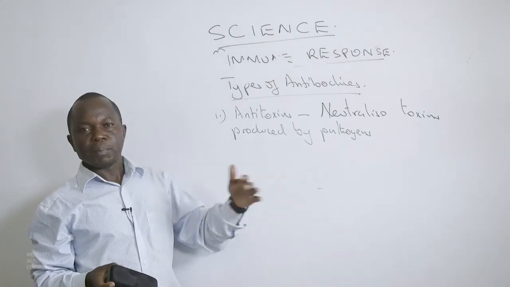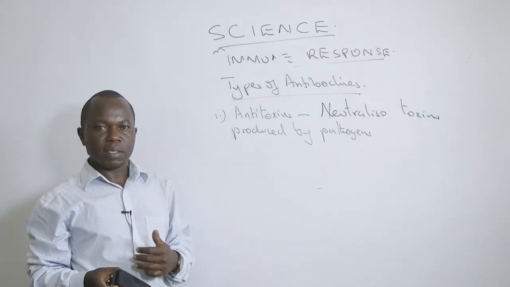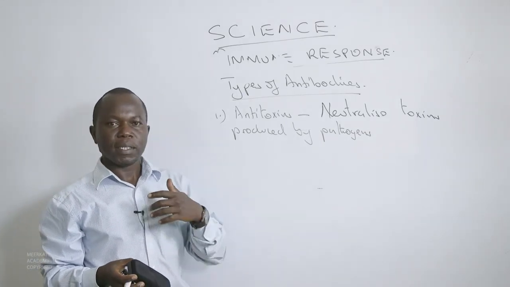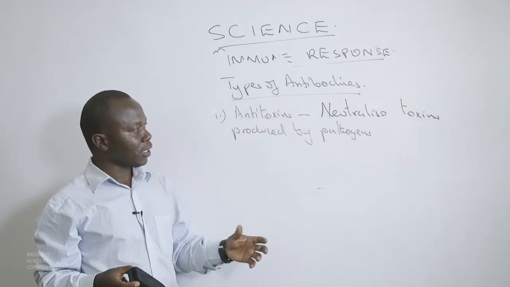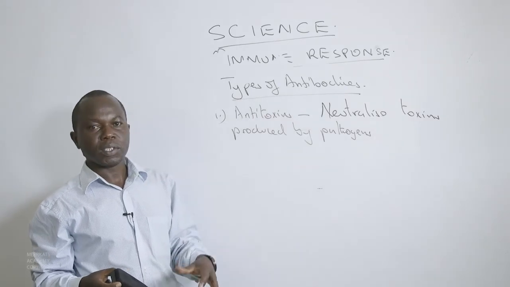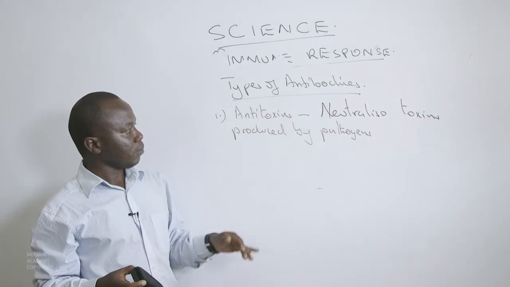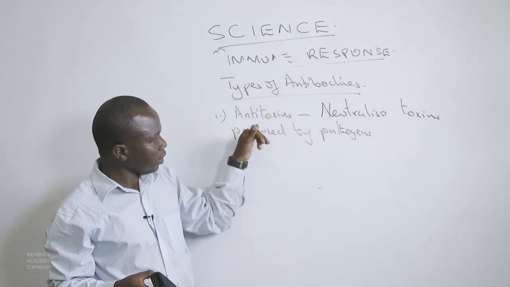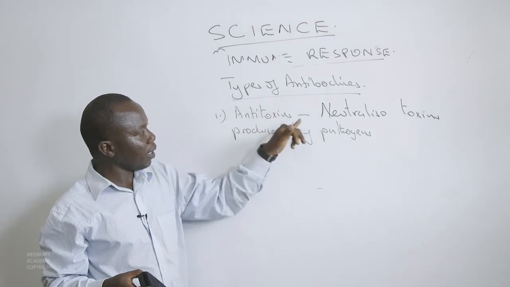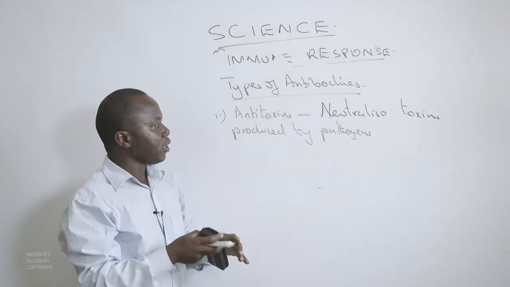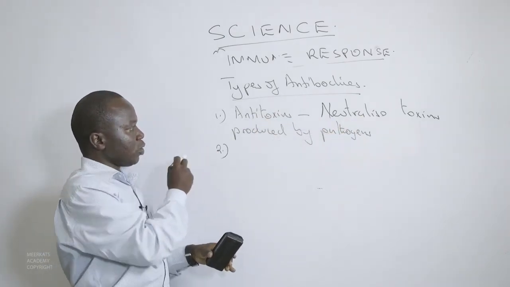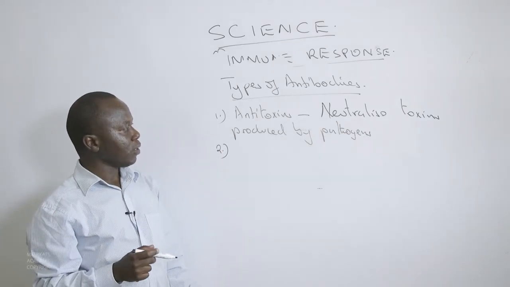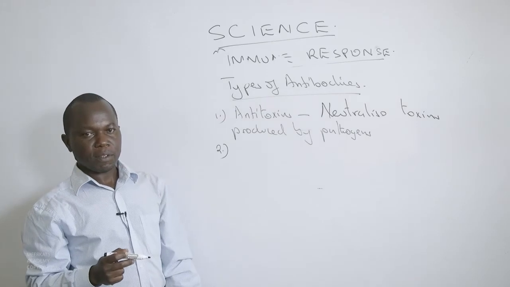So one way in which pathogens cause disease in our bodies, for instance, the Clostridium tetani, the one that causes tetanus, it releases toxins into the system. Antibodies called antitoxins will come in handy, and they neutralize the toxins. So antitoxins are a type of antibody that neutralizes the toxins produced by pathogens.